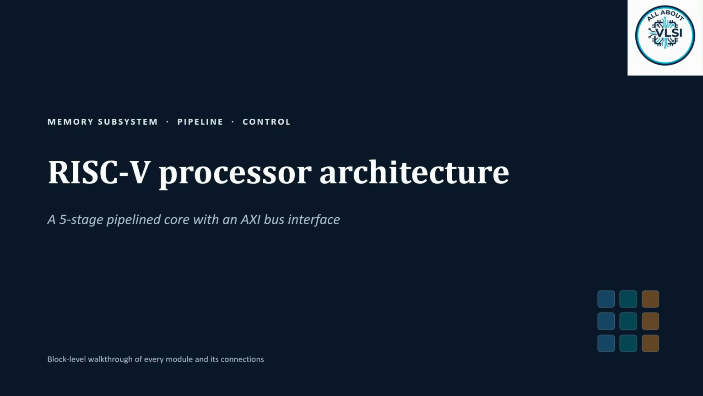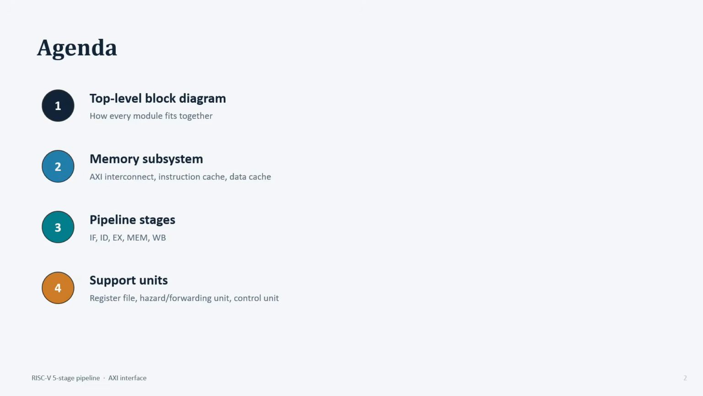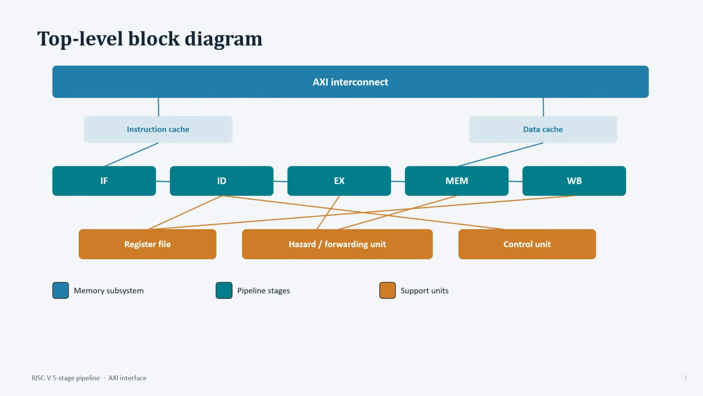In this particular video, we are going to discuss the RISC-V processor architecture, and what the different kinds of blocks are that we are going to build in our project series. In this session, we are going to discuss the top level block diagram, memory subsystems, pipeline stages and support units. So first, let's try to understand the top level block diagram.